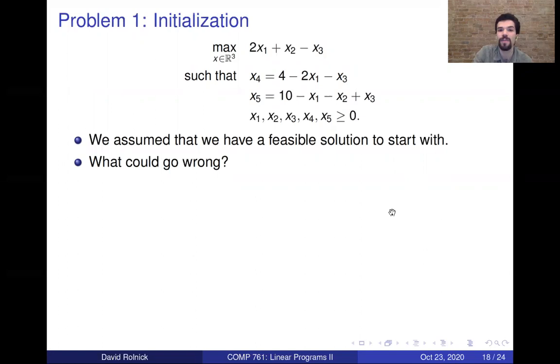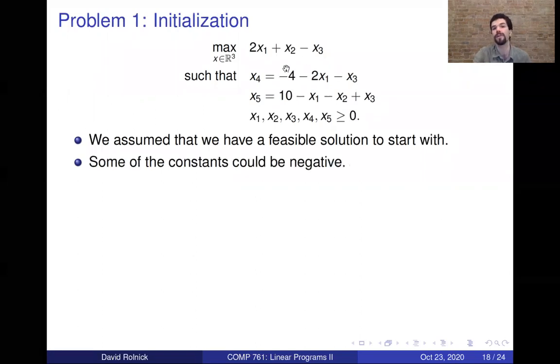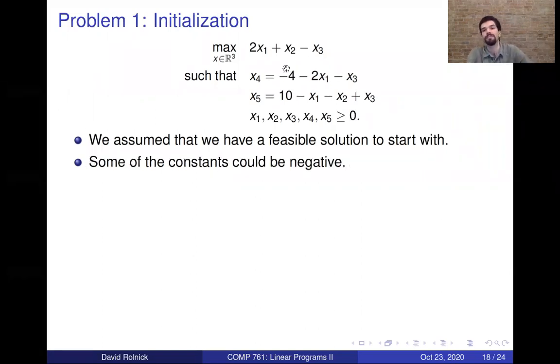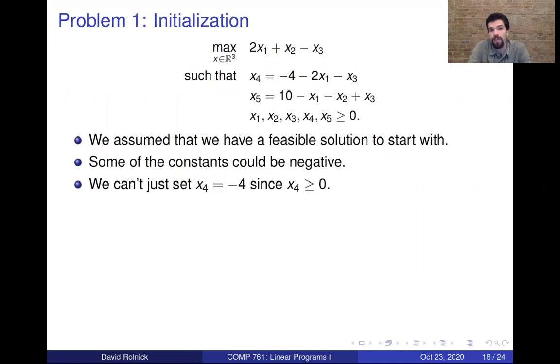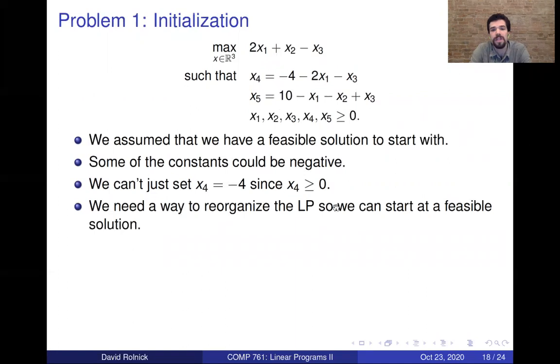Negative constants. Yes, we could have had -4 there, for example, instead of +4. That would have sucked. So I'm not actually going to deal with this problem, but suffice it to say, it is a problem. We can't just set x4 equal to -4 because we know x4 has to be non-negative. All of them have to be non-negative. So we need a way to reorganize the linear program so we can start at a feasible solution.